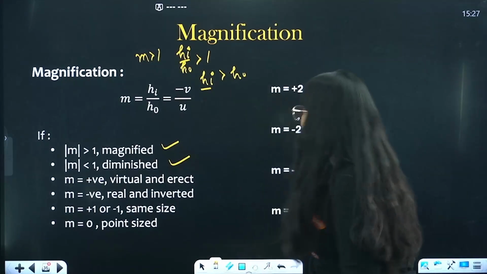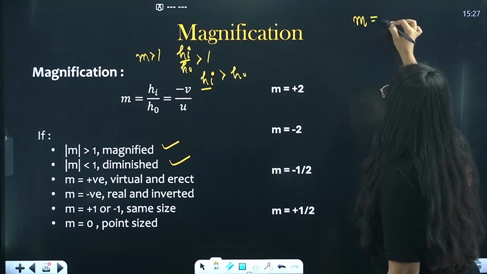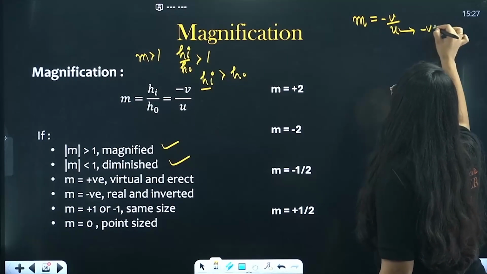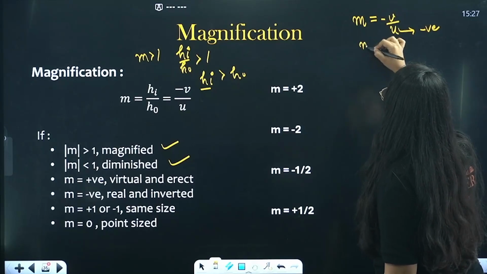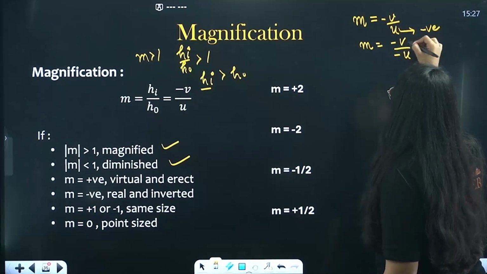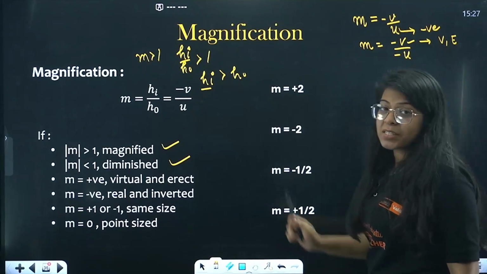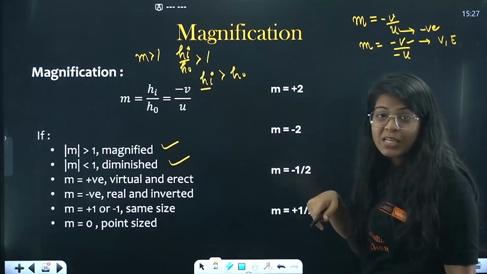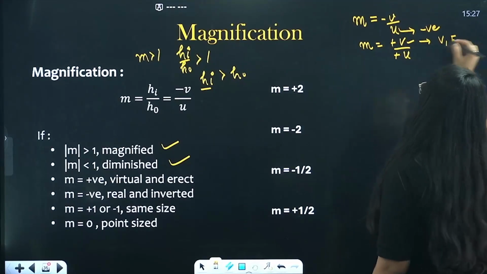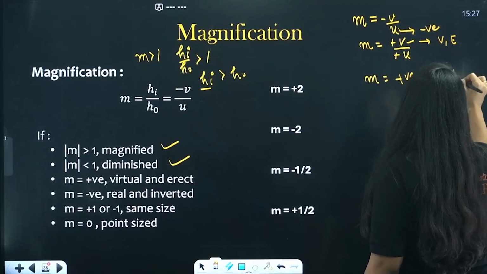See, if you want to understand, this is the thing for you. Magnification is minus v by u. Now u is always negative if I put in the values. Now it depends on v. If the image is virtual and erect, it is formed on the right hand side, that means v is positive. So this negative cancels out. So if magnification is positive, that means the image is virtual and erect.